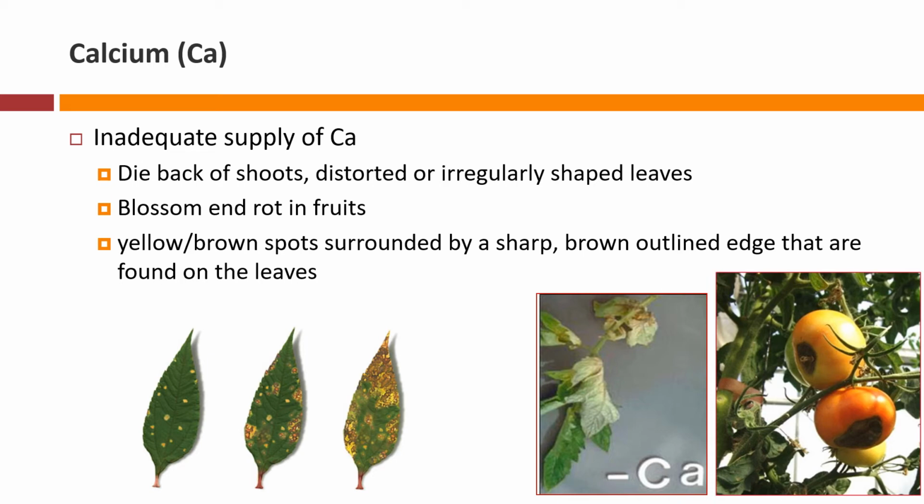And calcium is also a macronutrient, an essential nutrient. And what happens if the calcium supply is inadequate? You will see the young tips and young shoots dying backward, the dieback of the shoots, and also distorted, irregularly shaped leaves. And in fruits, you will see blossom end rot, and there are conditions where you will see yellow brown spots surrounded by a sharp brown outline edge. Sometimes, as it appears in the margins, you will think, oh, it could be potassium, but we can directly say that this is calcium if you observe these yellow brown spots surrounded by the sharp brown outline. So this could be calcium, not potassium.